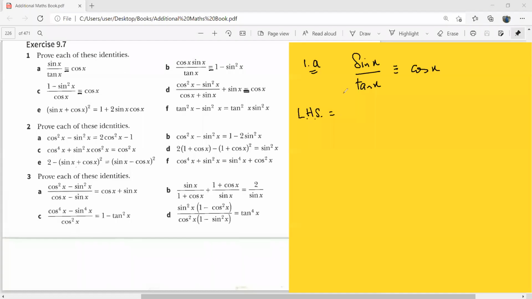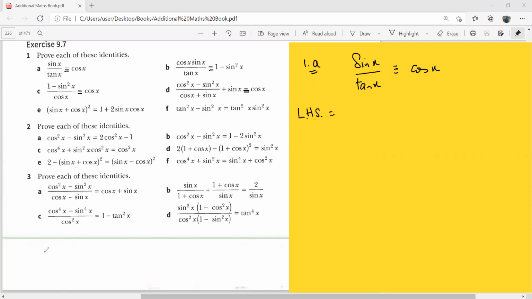I have to tell you what the difference is between an equation and an identity. Since it is a question on proving these identities, remember that an identity is not solved. Okay? Identity is not solved. Identity means you have one expression written in two different ways.